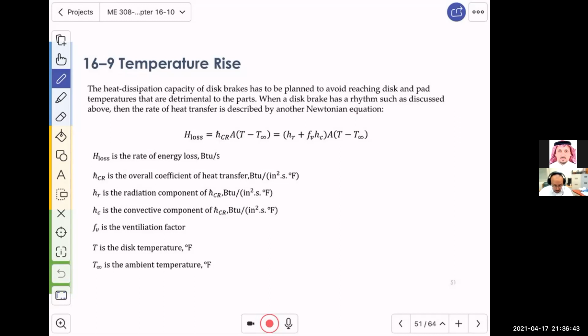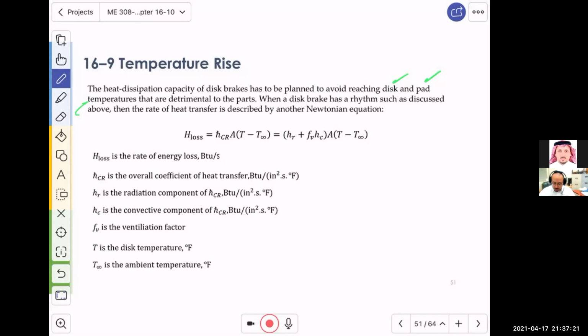So the heat dissipation capacity of a disc brake has to be planned to avoid reaching bad temperatures that are detrimental. Detrimental, shabab, is a word which means damaging. Yes? And of course, we cannot plan what people are going to do. So you can imagine that this becomes a really interesting problem, right? You don't know how many times people will push the brake before it cools down. So there are a lot of uncertainties, of course.